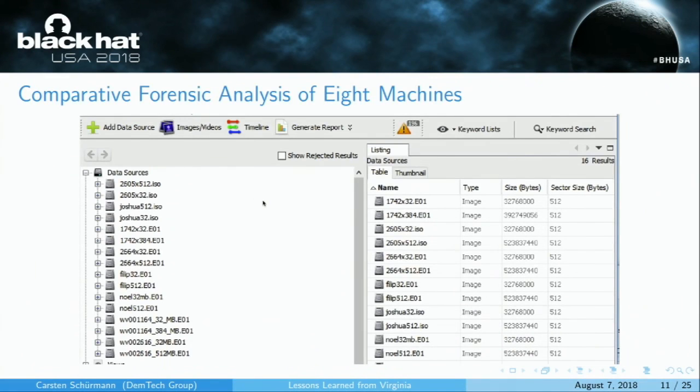And that's a little bit what it looks like, right? Thanks to Josh, Noel, Jeremy, and all of the people who gave me their disks. And you see, you have a normal window.